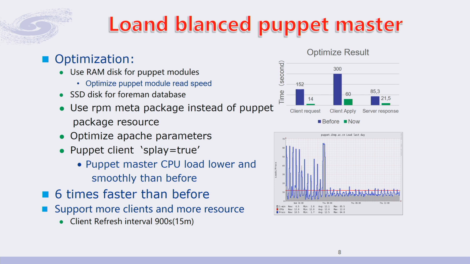From this picture, the client request is faster, and the client apply time is faster. The server response time is lower than before. And then we can decrease the client refresh interval from 1 hour or 30 minutes to 15 minutes.